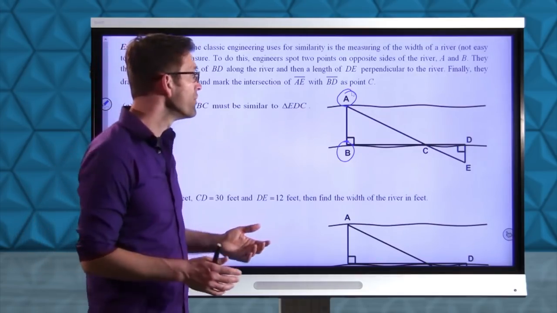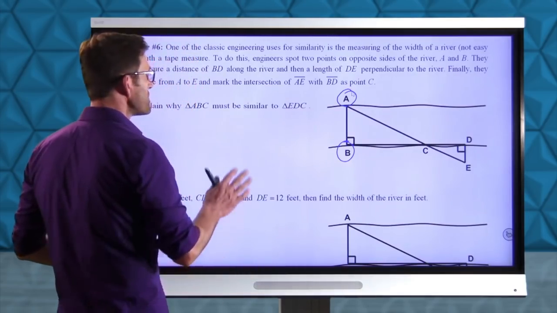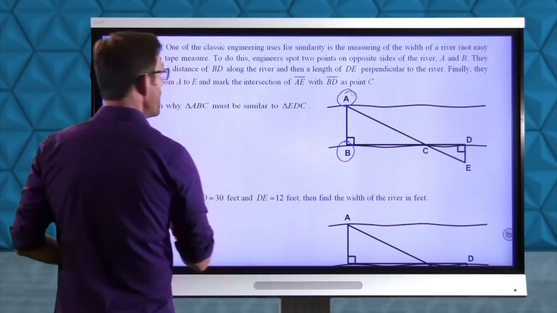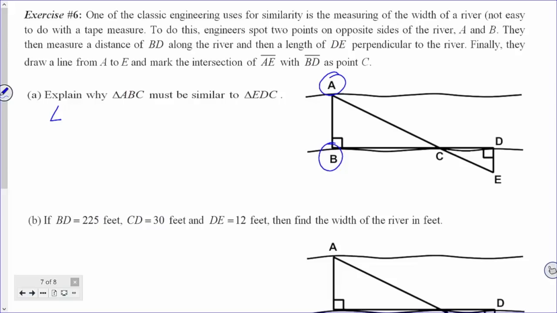All right, well, let's do it. You can use a lot of different angle names. I think I won't number them this time, but the plain fact is the angle ACB, which is right here, must be congruent to angle DCE right there because they're vertical angles.